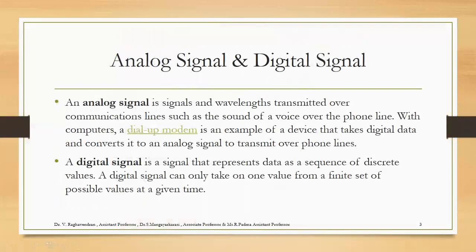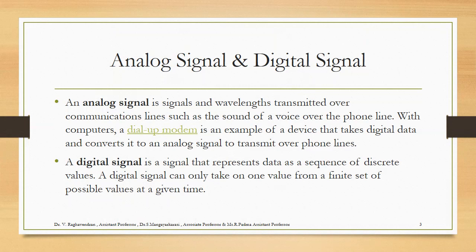So before we start digital transmission and analog transmission, first we are going to see what analog signals and digital signals are. An analog signal means it's a signal with a wavelength. It's transmitted over a communication line, such as the sound of voice over a telephone line. With computers, a dial-up modem is an example of a device that takes digital data as an input and converts it into an analog signal to transmit over the phone lines, because phone lines only send analog signals.